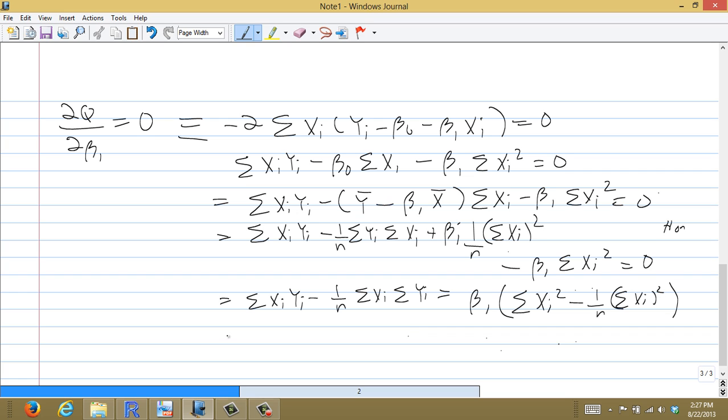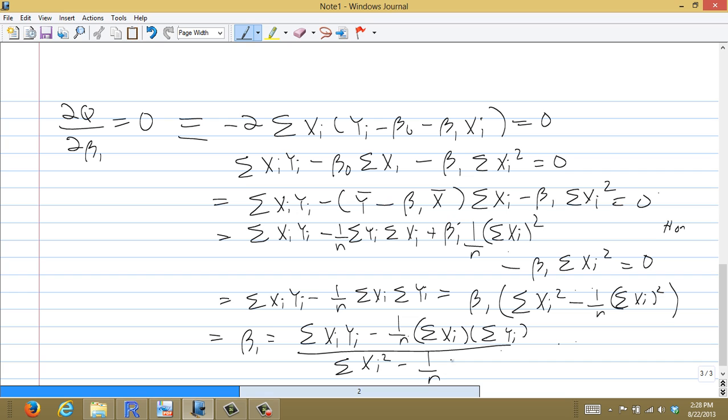And once we do that, then we simply solve for beta 1. We see that beta 1 is equal to the sum of x sub i, y sub i, minus 1 over n, the sum of x sub i quantity times the sum of y sub i, divided by the sum of x sub i squared minus 1 over n times the sum of the x's quantity squared. So that's the optimal value of beta 1.